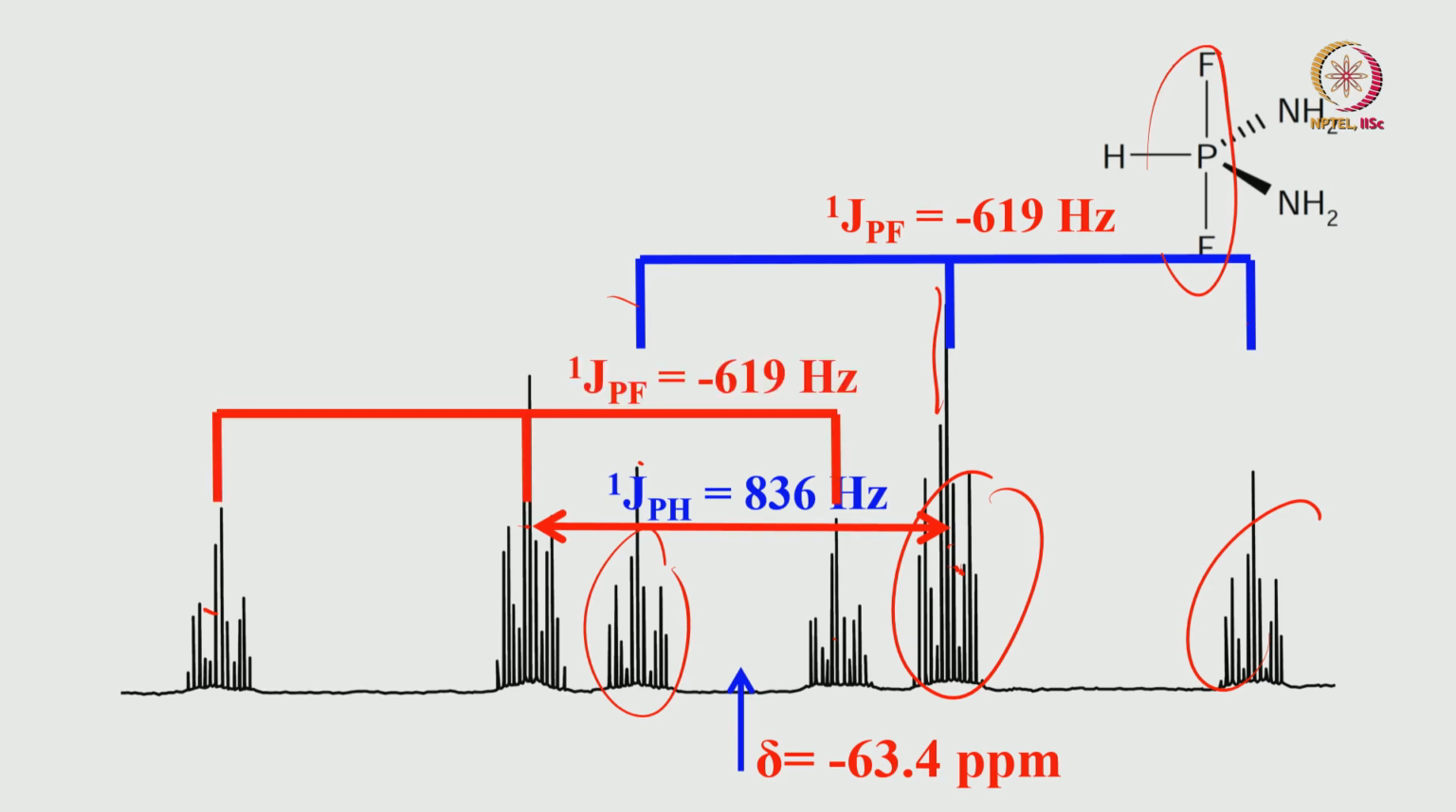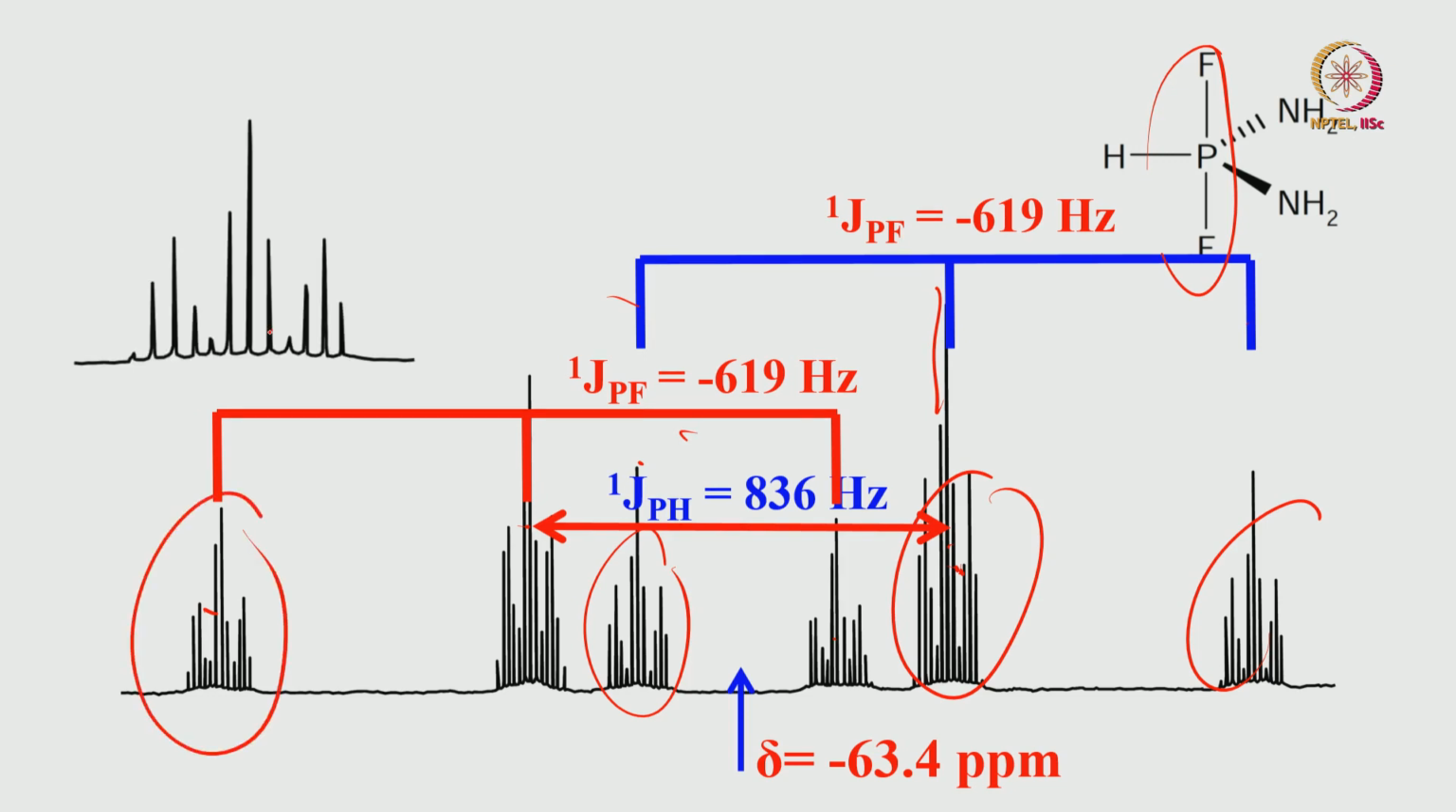Similarly, this also is split into a triplet, and this coupling is again 619. So, we got doublet of triplets. Fine. Now, we will expand one of them here. When it is expanded one of them, there is also PN coupling.